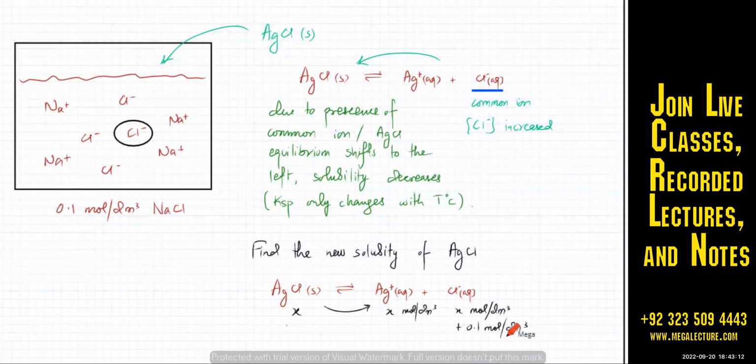You off कर लो camera just a second. So that's going to be 0.1 mole per dm cube. Hold on one second. Coming from NaCl.